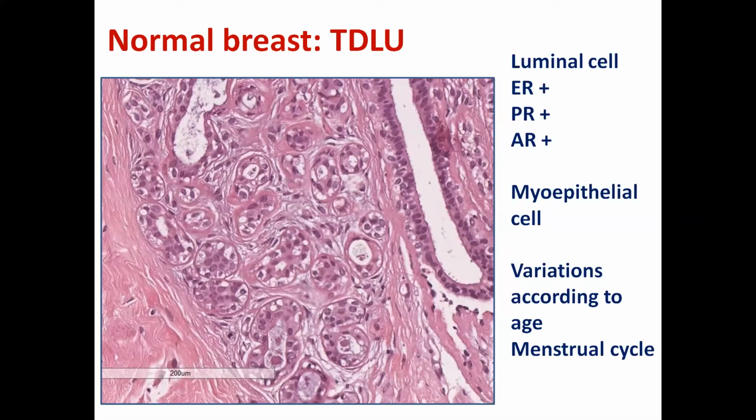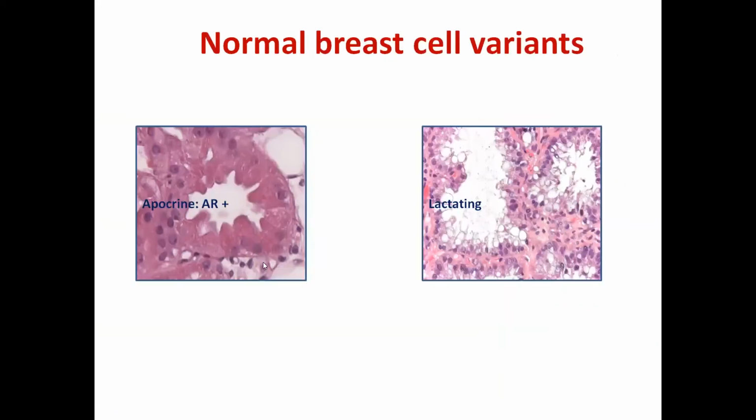Maybe you are all confident with estrogen and progesterone, but we will discuss, especially in the next lesson, that androgen receptor can also be very important. Then we have myoepithelial cells that do not express these receptors. We have great variations, of course, according to age and the menstrual cycle. We have different kinds of cells, for example these apocrine cells that are rich in androgen receptors, and we have lactating cells that do not express receptors.